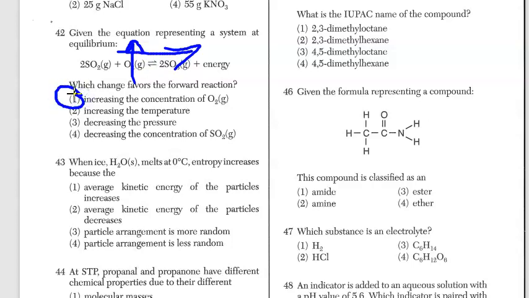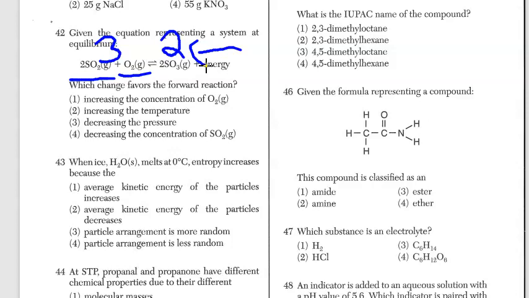Let's check the others. Increasing temperature would be adding energy, and that would mean this side would go up and it would go back the other way, or reverse. So that's why choice 2 is not the answer. For choice 3, decreasing the pressure. When you're looking at pressure for a system at equilibrium, you're going to look at total moles of gas. Don't worry about solids and liquids. I have 2 here and 1 for a total of 3, and I have 2 on this side. So if I decrease the pressure, that favors more moles of gas. So again, it's going to go the reverse direction, not what we wanted.